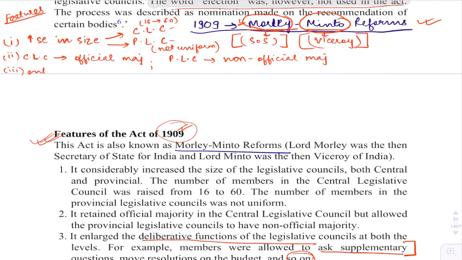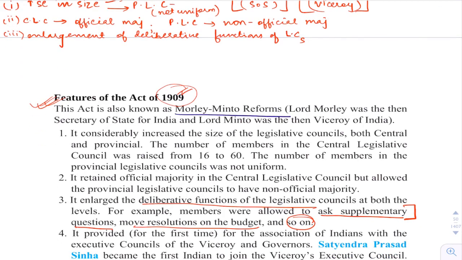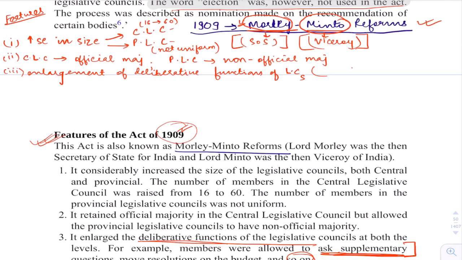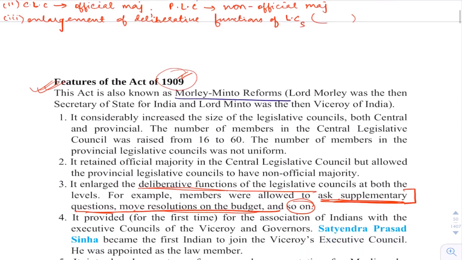So you can just write enlargement of deliberative functions of legislative council. Since you are not mentioning any particular legislative council, that is understood that it is including both the ones. If you have to remember that what kind of deliberative functions, so these are the points which if you want you can write here in bracket. I am not writing because it is given already.